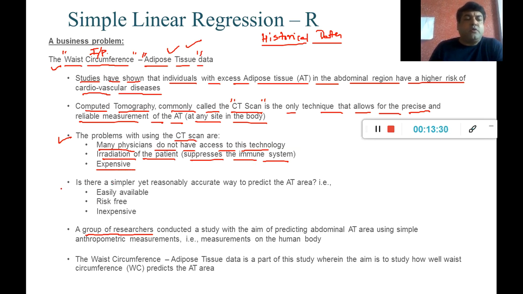So they wanted to find out, is there a simpler yet reasonably accurate way to predict the AT area, right? So which is easily available, risk free and inexpensive. So all these three things should be there.